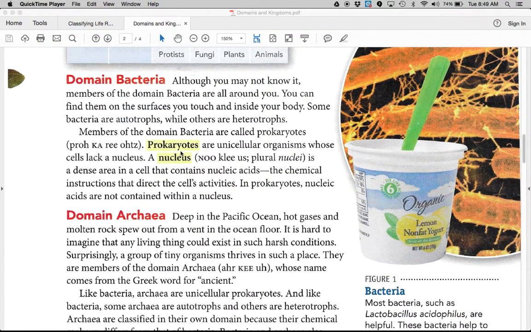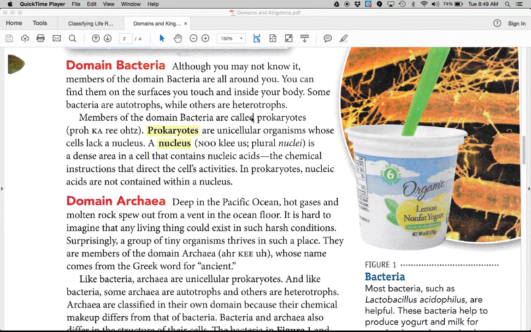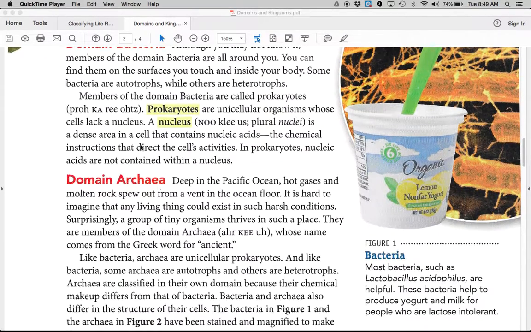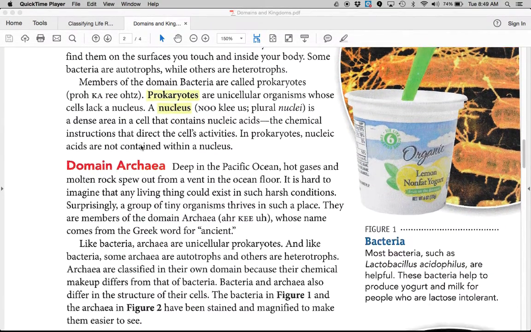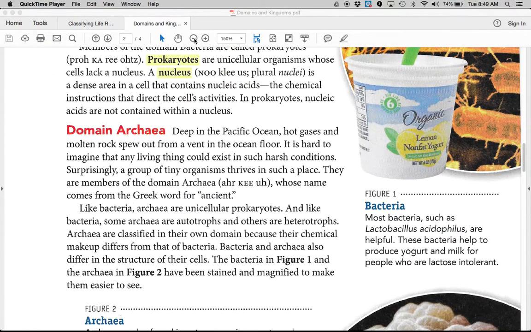Domain Bacteria. Although you may not know it, members of the domain bacteria are all around you. You can find them on the surfaces you touch and inside your body. Some bacteria are autotrophs, meaning they make their own food, while others are heterotrophs, meaning they eat other organisms for food. Members of the domain bacteria are called prokaryotes. Prokaryotes are unicellular organisms whose cells lack a nucleus. A nucleus is a dense center in a cell that contains nucleic acids, the chemical instructions that direct the cell's activities. In prokaryotes, nucleic acids are not contained within a nucleus. Let's zoom out just a little bit.